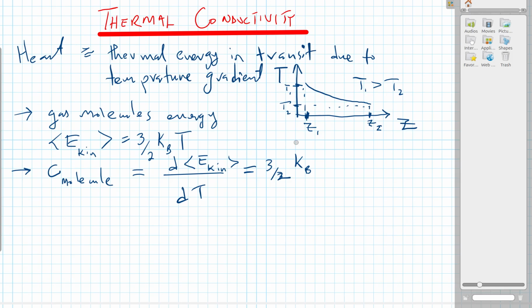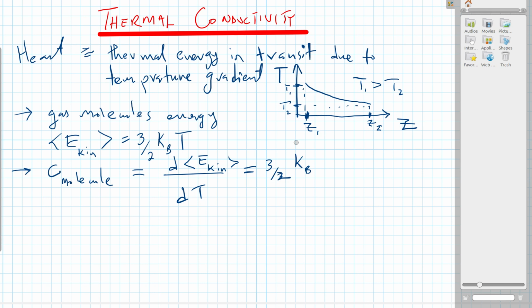So this is one part of the gist. I hope you've seen it. You're with me that molecules carry energy with themselves. As a result, they transfer energy from one point, let's say from Z1 to Z2.